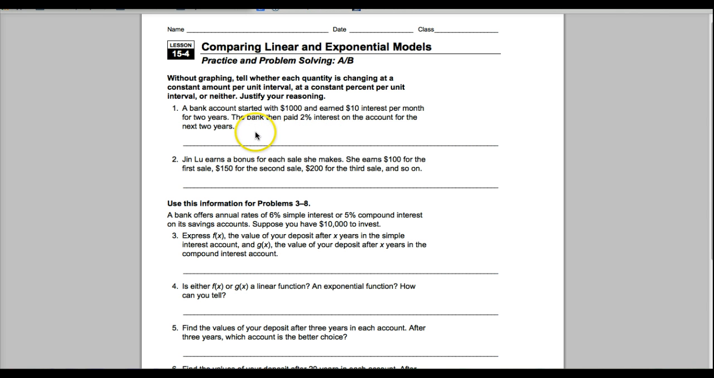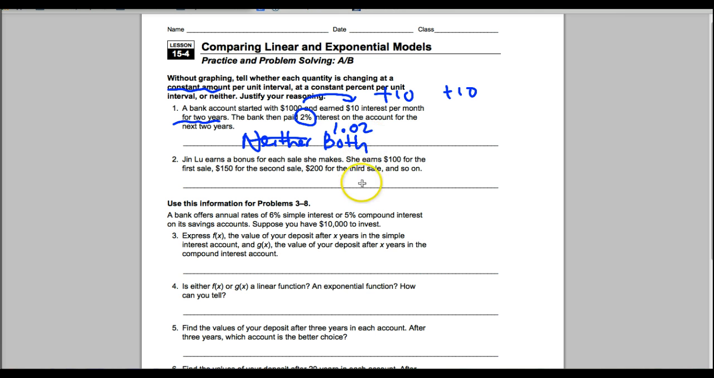So what is this? Let's think about that. In the beginning, the bank is just giving you $10 extra. So it's kind of like adding 10 every single time. That would be a linear function, right? So the quantity is changing at a constant amount. But that is for the first 2 years. After that, they're going to pay 2% interest. That means you have to multiply the balance by 1.02 every single time. So this time it's going to be a constant percent. So for question number 1, your answer would be neither, or maybe both, because they have both the constant amount and the constant percent.